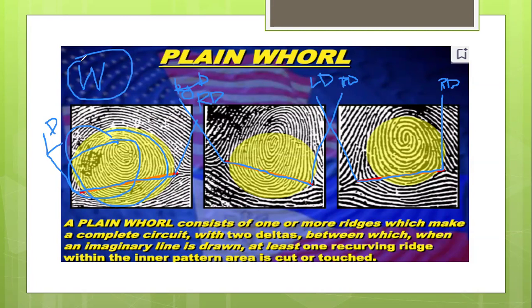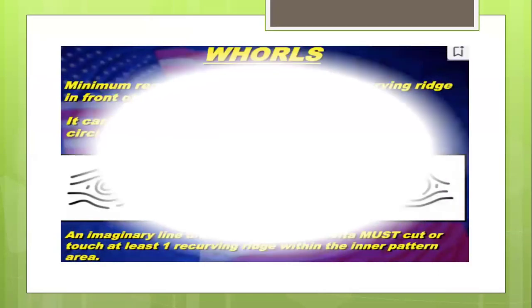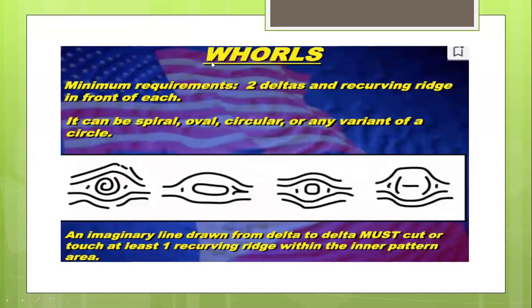Do we understand each other? Okay, let's proceed to another pattern. Again, as I said, the minimum requirement is having 2 deltas. And then, it might be spiral, oval, circular, or any variant. If an imaginary line is drawn between 2 deltas, at least one ridge in the inner pattern must touch the imaginary line.